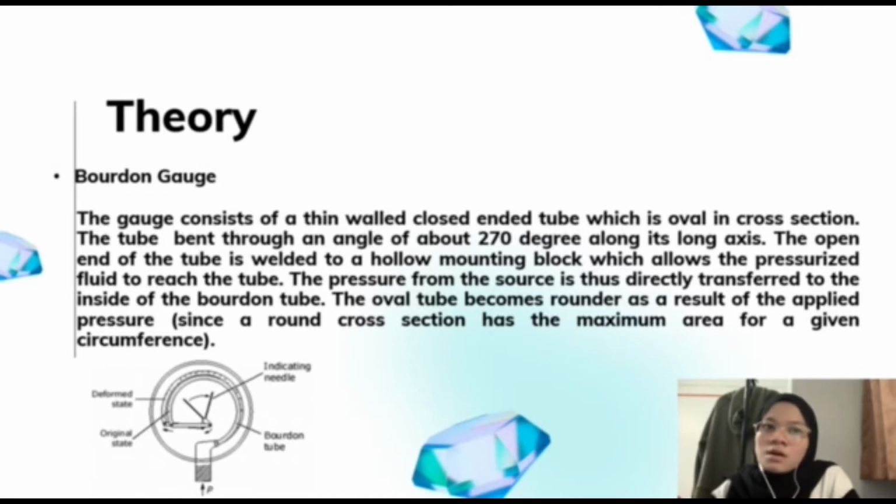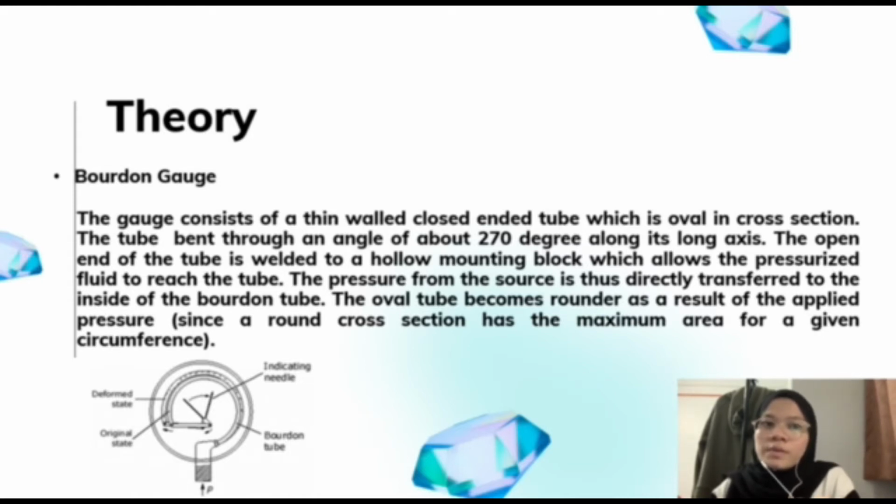First, for the theory, the Bourdon gauge, as in the figure, is fitted with a transparent dial which lets you see the internal workings of the gauge. The gauge consists of a thin-walled, closed-ended tube which is oval in cross-section. The tube is bent to an angle of 270 degrees along its long axis.